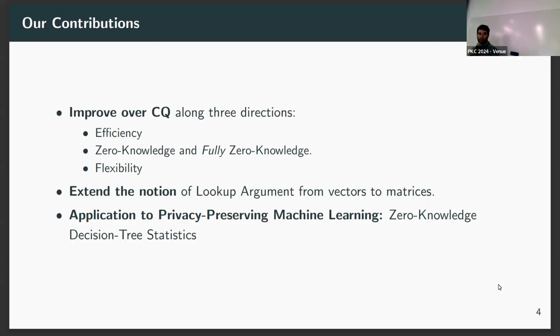So what are our contributions in this paper? We improve over CQ along three directions: efficiency, zero knowledge, and flexibility. I won't be able to talk about flexibility, I think. We extend the notion of lookup argument from vectors to matrices. And then we give an application of matrix lookup arguments to privacy-preserving machine learning, which we call zero-knowledge decision tree statistics.